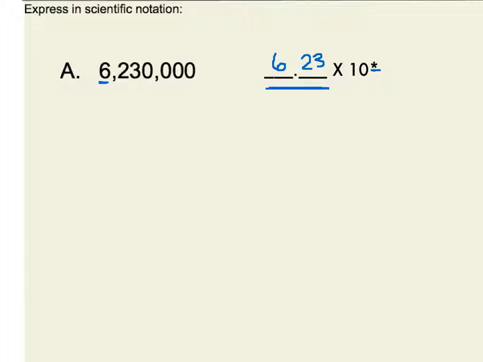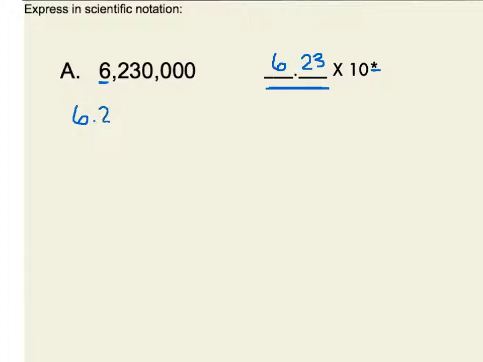I do this by counting how many places I must move the decimal in my coefficient and in which direction to get back to my original number. Because my coefficient is less than my original number, I must move my decimal to the right. Each place the decimal in the coefficient is moved right equates to multiplying the coefficient by 10 raised to the first power, or 10.